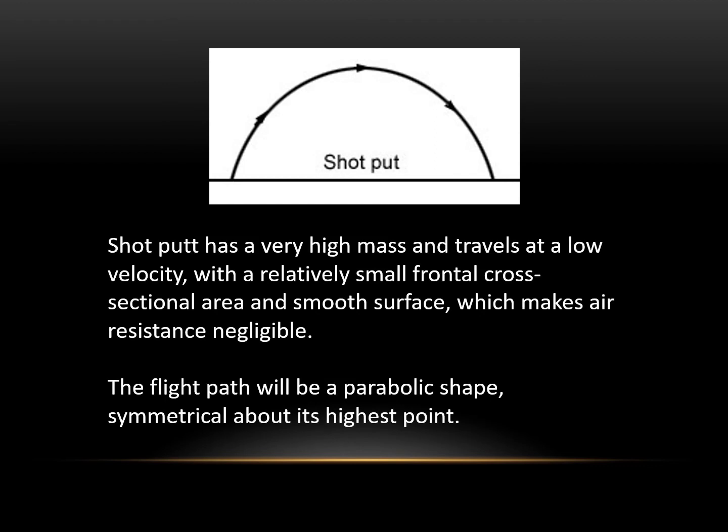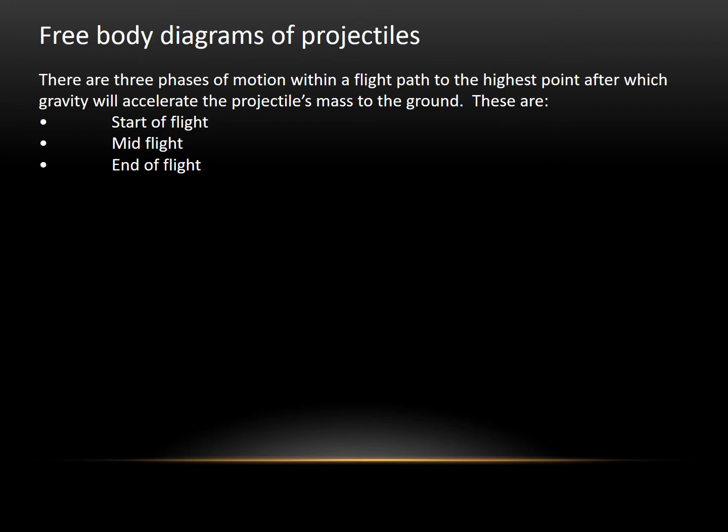However, our shot put has a very high mass and travels at a low velocity with a very small frontal cross-sectional area and smooth surface, which makes air resistance negligible. The flight path will be parabolic in shape, symmetrical about its highest point. Okay, we're going to look into this a little bit more, looking at how we know this.